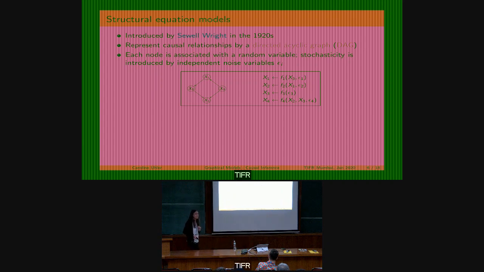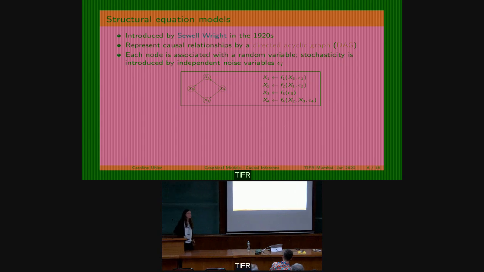I won't talk about it at all, but there are all kinds of problems there as well. Okay, so now you're already getting to my model. So what is the model? Now we have a graph which represents the causal relationships, and I want to keep it as general as possible. So I'm going to be working completely in the non-parametric setting.